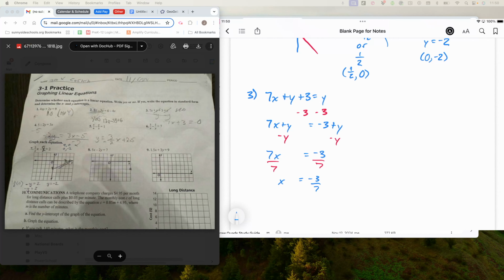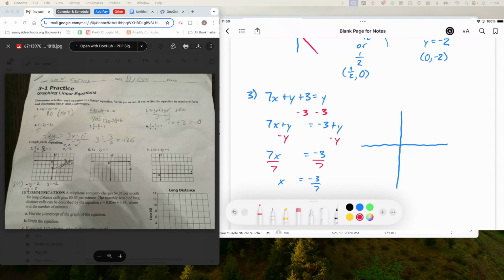if we were to graph this, we would have a vertical line that passes across the x-axis at the point negative 3 over 7, 0. And the vertical line is a straight line, but because its slope is what we call undefined, it is classified as being not linear, even though it does form a straight line.